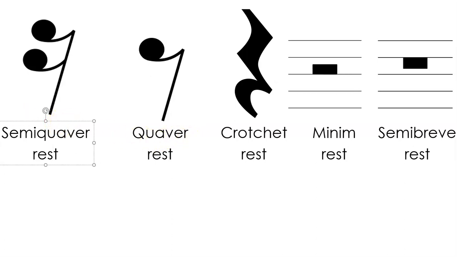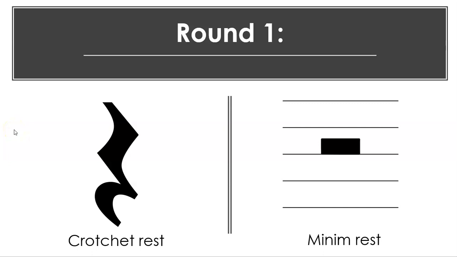So let's start with round one. Just as before, just say out loud the name of the rest. We're going to start with crotchet rests and minim rest. It's important that you say that word rest. If you don't say rest, then it's incorrect. If you just say crotchet, then you're actually meaning the note to play. So make sure you say crotchet rest and minim rest. Let's begin.